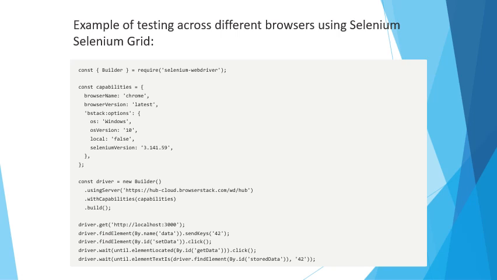By using Selenium Grid, you can write a single test script that can be executed against different browser configurations such as Chrome, Firefox, and Safari, running on various operating systems like Windows, macOS, and Linux. This approach helps us identify and address any cross-browser compatibility issues early in the development process, ensuring our DApp provides a seamless user experience across all supported browsers.